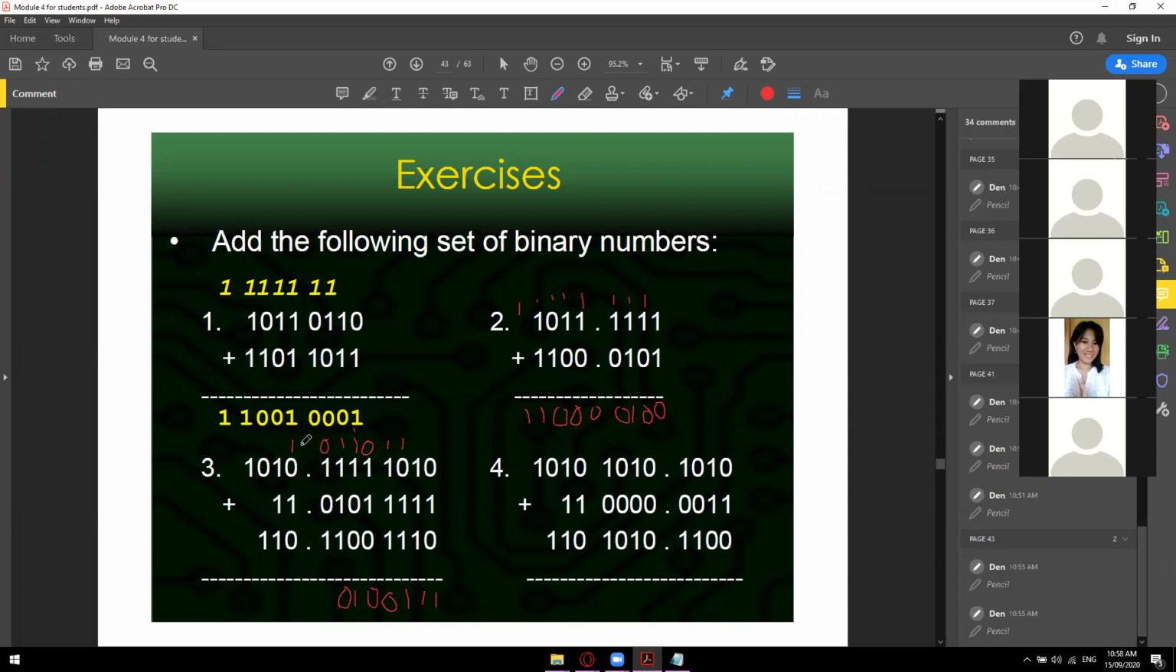And then, dalawang 1 is 10. So, carry 1, bring down 0. Tatlong 1, 1, 2, 3. Tatlong 1 is 11. Carry 1, bring down 1. 4 na 1 ulit. So, bring down 0 and then carry the 10. 1, 0. So 0 plus 1, 1. 1 plus 1 is 10. So carry 1, bring down 0, and then bring down the remainder. Okay, so you'll get this one. 1, 0, 1, 0, 1, 0, 0, 1, 0, 0, 1, 1, 1.